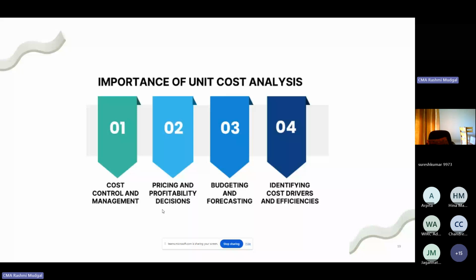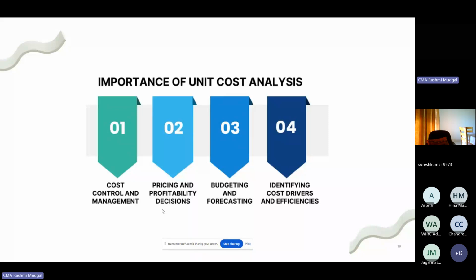Identifying the cost drivers and efficiencies: I can see which machine is the bottleneck for the company, and which capacity can be increased if I want to make a certain number of products to get my profitability. So these are the importance of the unit cost analysis. It is easy, it is accurate, but only for a short period, and I can make more decisions out of this.